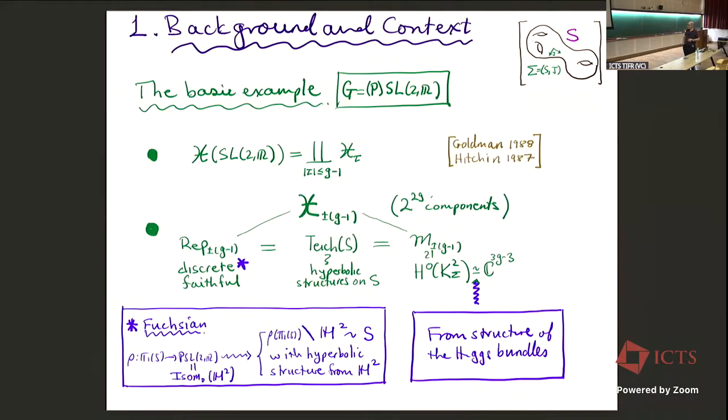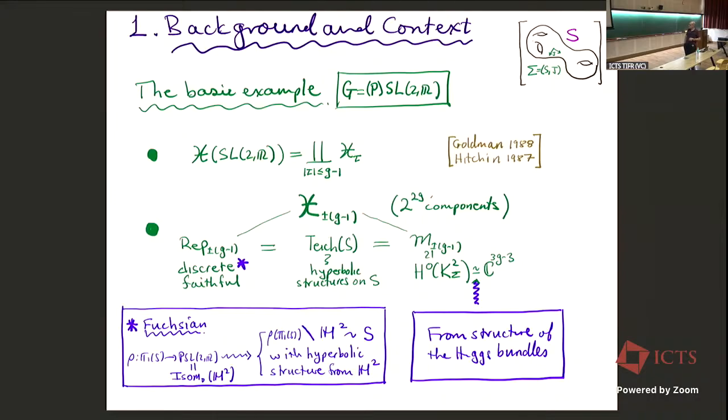From the two different points of view, you see different things about these special components. On the representation theory side, these components are exactly the ones where all the representations are discrete and faithful. These are the Fuchsian representations. And out of these, you construct hyperbolic structures on your Riemann surface. So this is a way that you see that these maximal components in this situation parameterize Teichmüller space for the surface. So there's the relation between representations and geometric structures.